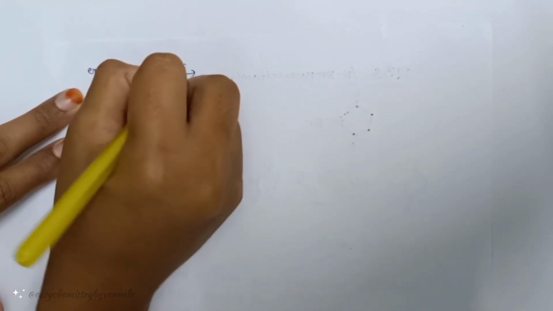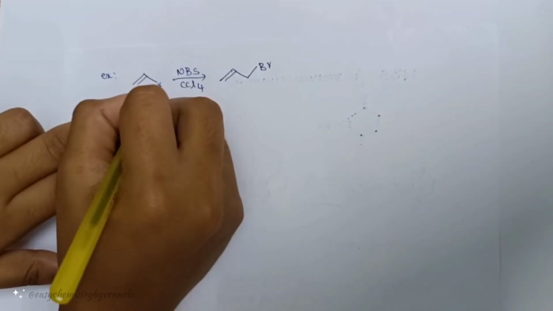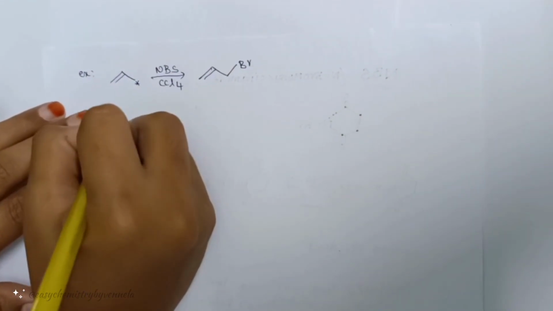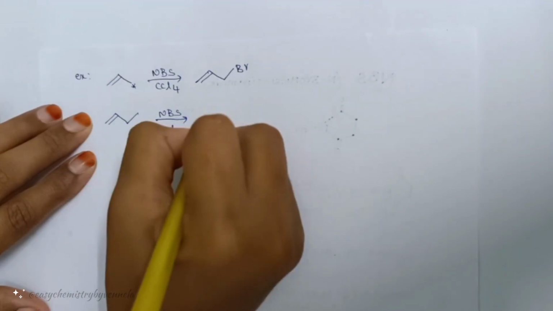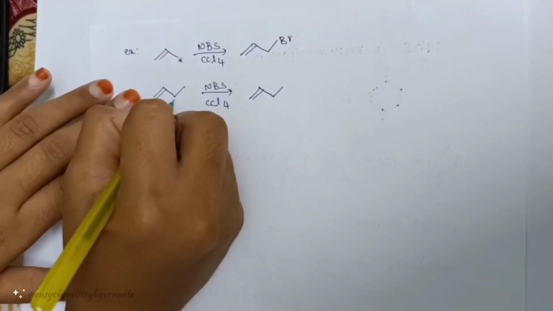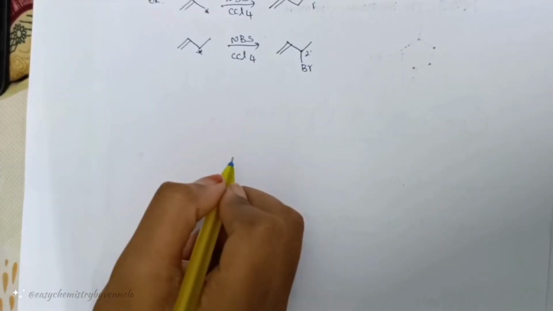So an example for this is NBS, CCl4. This is the attaching of bromine. This is primary. So second example, NBS, CCl4. Here where bromine is attached, this place, this is secondary, this is primary.